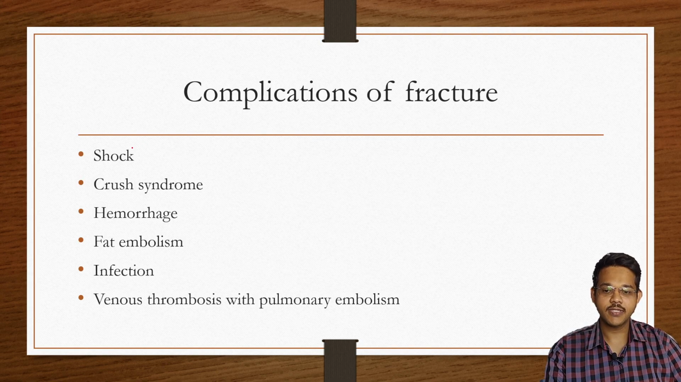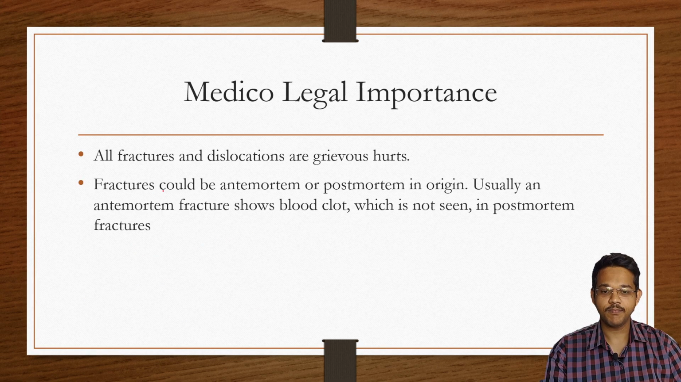Complications of fractures: usually there is shock because of loss of blood from hemorrhage, there is pain, then there is crush syndrome where multiple bones as well as skin and muscles are damaged, leading to further damage because of dislocation, emboli or muscle damage. Then there is hemorrhage, fat embolism because of marrow, then infection, then venous thrombosis and pulmonary embolism are also different complications of fractures because of which the person may also die.